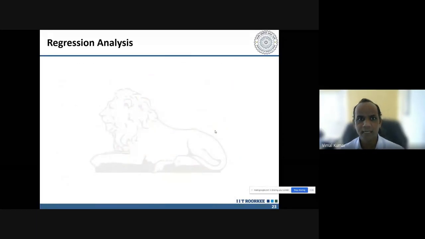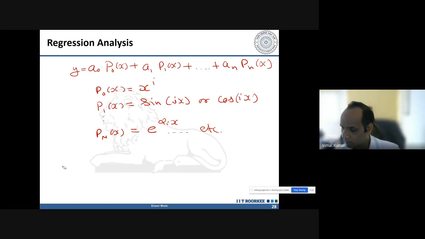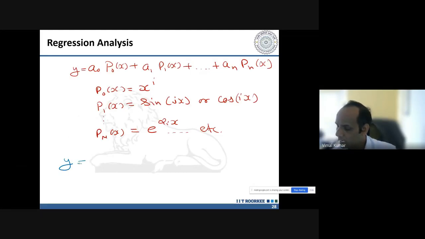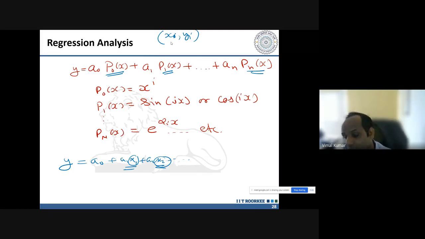Okay. Now here we have a different scenario. In the previous discussion, we had y is equal to a0 plus a1x1 plus a2x2 and so on. Here x1, x2 are all fixed values. But we may have a scenario where these x1, x2 are not fixed. Rather, they are some kind of functions p0(x), p1(x), pn(x). We have data points xi and yi, but here the x terms are not constant values. They are some kind of functions.